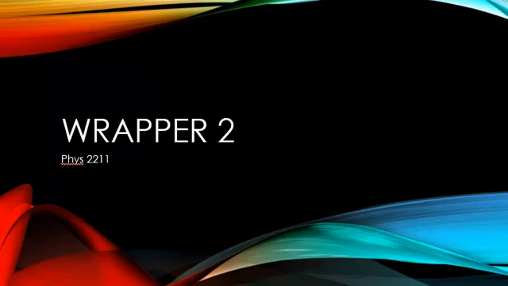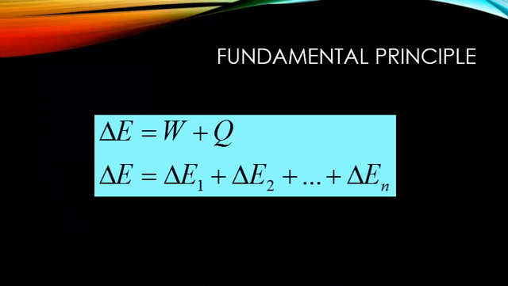In this video, I will be discussing how to do problem number 4 from midterm 2. The fundamental principle we will be using for this problem is the energy principle. This principle states that the change in energy of a system is equal to the work plus the heat transfer. We can find the total change in energy of the system by calculating the sums of all the different changes in the energy of the system.